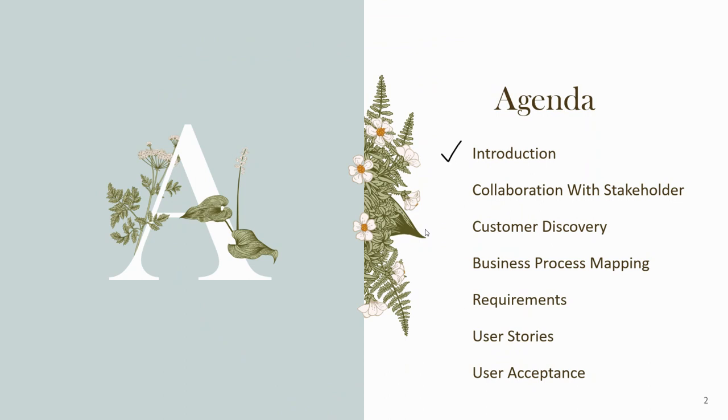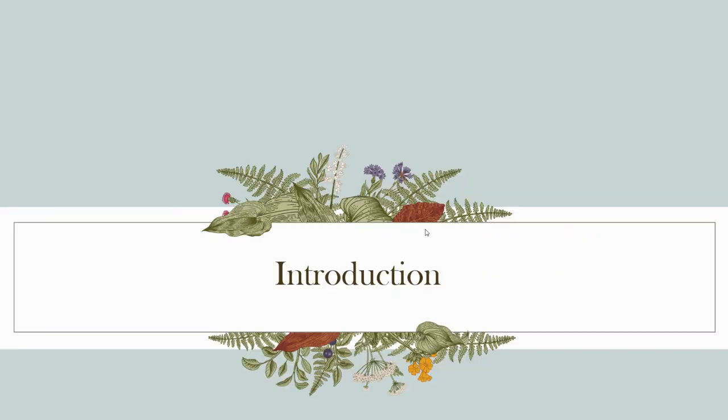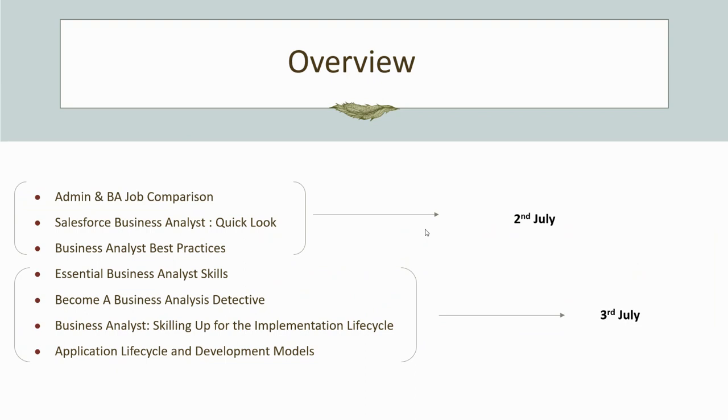So till now we have covered the introductory part of the business analyst, and then we have covered the collaboration with the stakeholder. In the introduction, we covered the comparison between two different profiles, the admin side and the business analyst. We also looked at the analyst practices and their skill sets. And being a detective, what are the areas where we have to look into the processes? And we also looked at the development model or implementation cycles for the business processes.